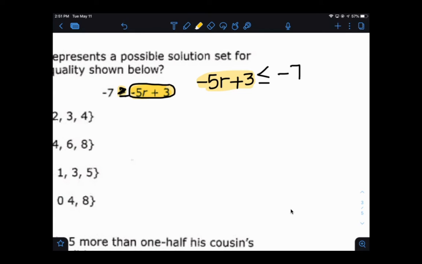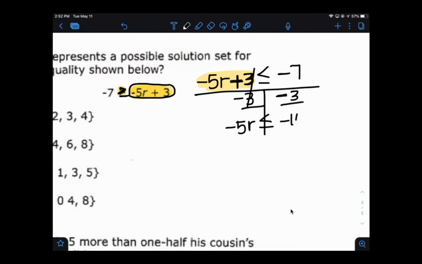So now that I have it like this, I'm going to start solving using a t-chart. The very first thing I'm going to do is use inverse operations to eliminate plus 3. So I'm going to subtract 3, and I'm going to subtract 3. So plus 3 and minus 3 is 0. So I have negative 5 times r is less than or equal to negative 7 minus 3, which is negative 10.